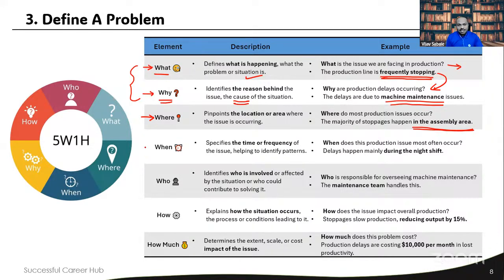Now let's ask the fourth W question, which is when. This specifies the time or frequency of the issue, helping to identify patterns. If there is any pattern, this fourth W is going to help us identify it. For example, when does this production issue most often occur?